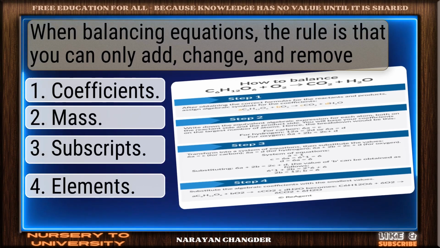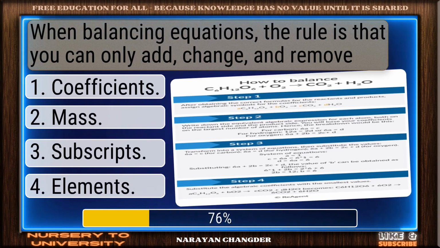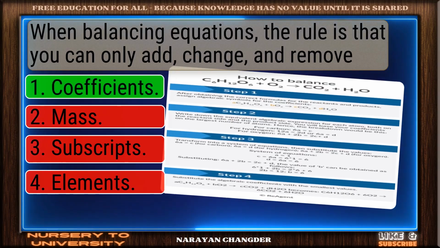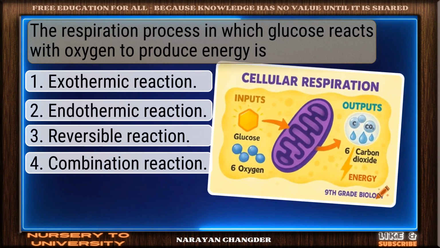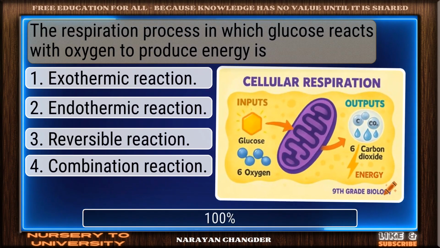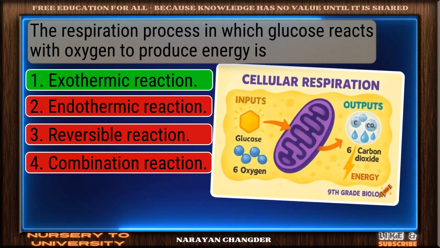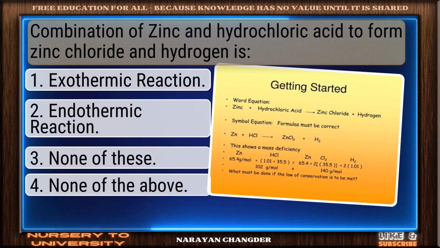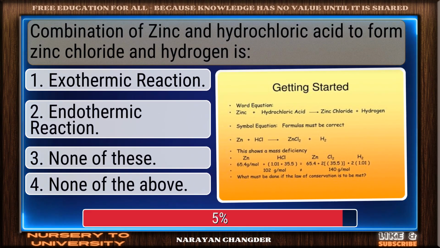When balancing equations, the rule is that you can only add, change, and remove. Valid point. Coefficients is true. The respiration process in which glucose reacts with oxygen to produce energy is. Nice selection. Exothermic reaction is correct.